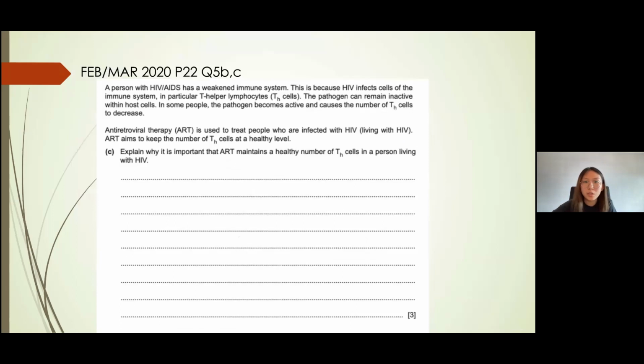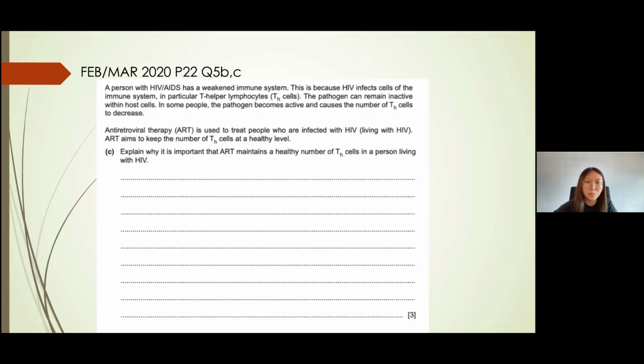Okay, this is the past year question of February-March 2020, paper 22, question 5. A person with HIV/AIDS has a weakened immune system. This is because HIV infects cells of the immune system, in particular the T helper lymphocytes, T helper cells. The pathogen can remain inactive within host cells. In some people, the pathogen becomes active and causes the number of T helper cells to decrease. Antiretroviral therapy, ART, is used to treat people who are infected with HIV. ART aims to keep the number of T helper cells at a healthy level.